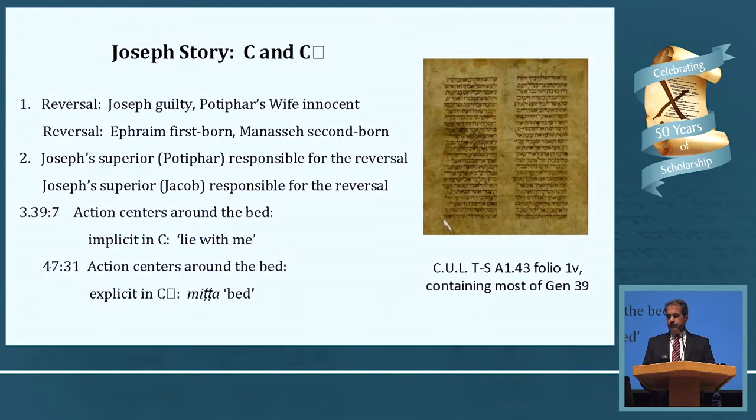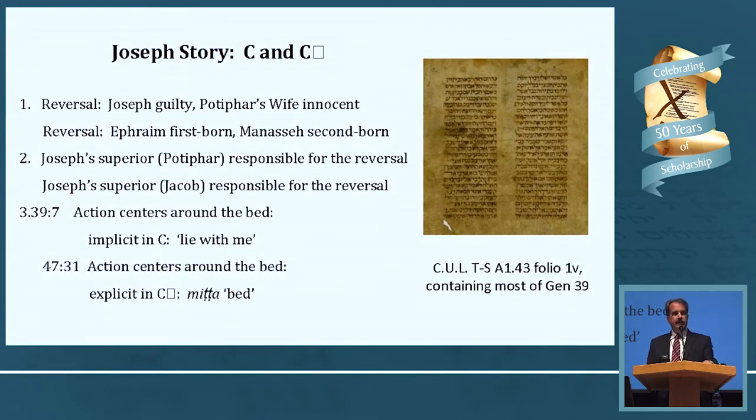Again, we could look at units C and C prime, and the same themes occur. The most important theme here is that in both of them you have a reversal. In unit C, Joseph is really innocent, and Potiphar's wife is guilty, but of course it's reversed. Joseph is found to be guilty, and Potiphar's wife is pure and innocent, as she tells her own tale, and her husband believes her.